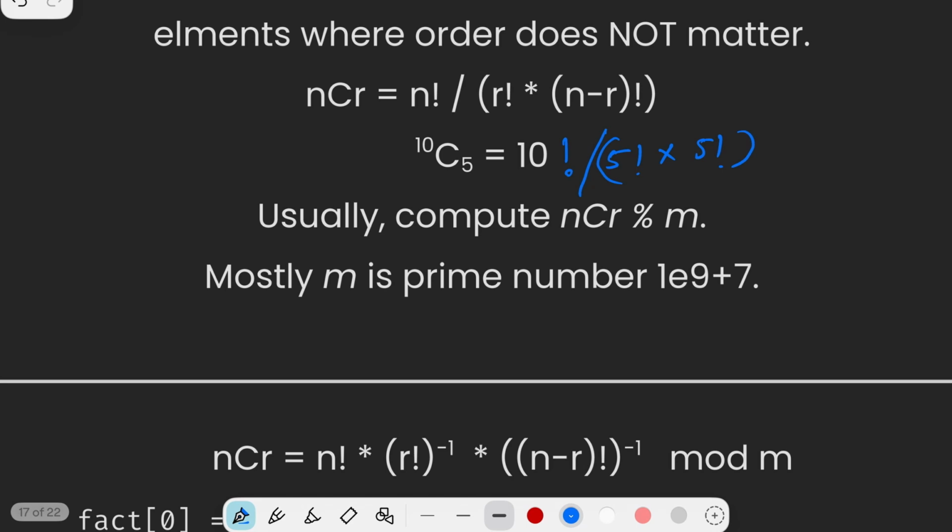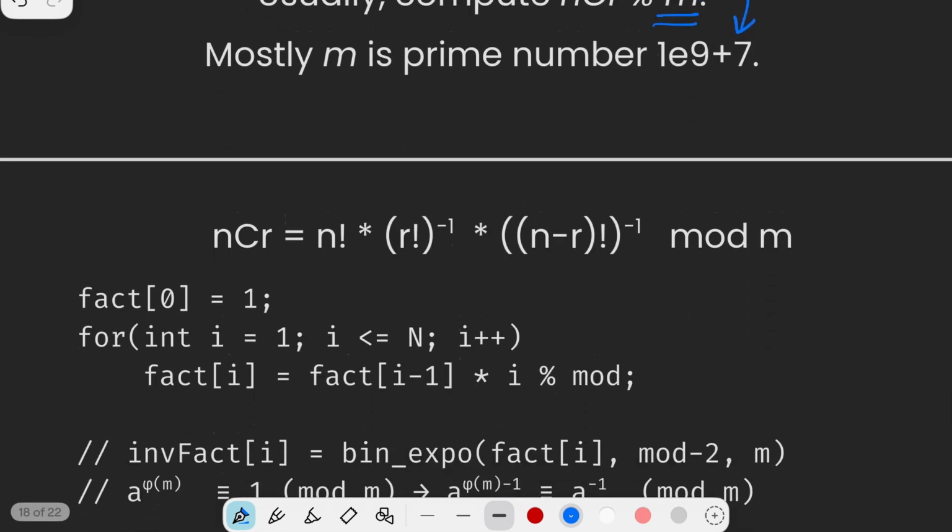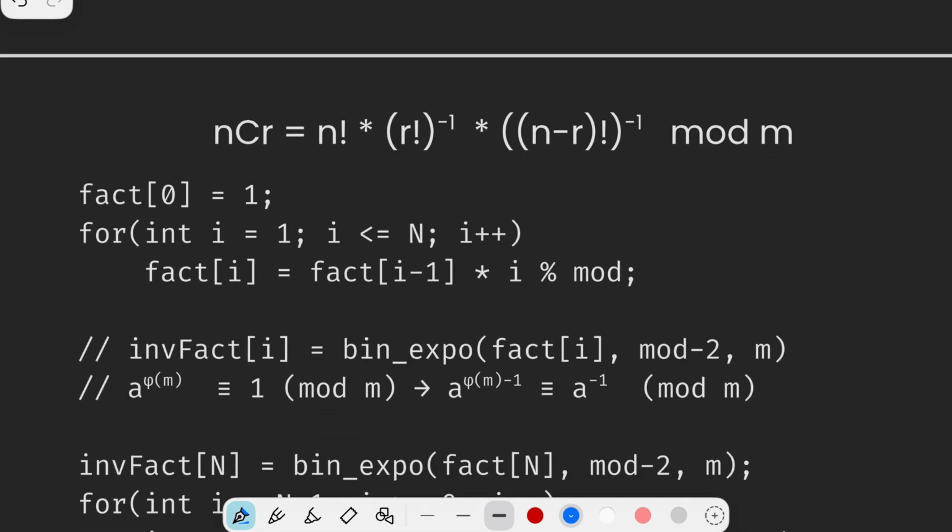So because this factorial grows very big very quickly, they usually ask us to compute nCr modulo m, where m is usually a prime number, that is 10 to the power 9 plus 7. We have already seen it in modular arithmetic. Okay, so this nCr can be written as n factorial into the mod inverse of r factorial and the mod inverse of (n minus r) factorial.